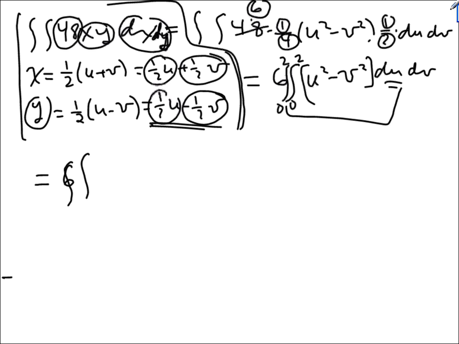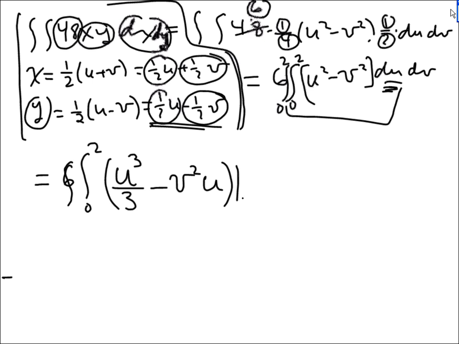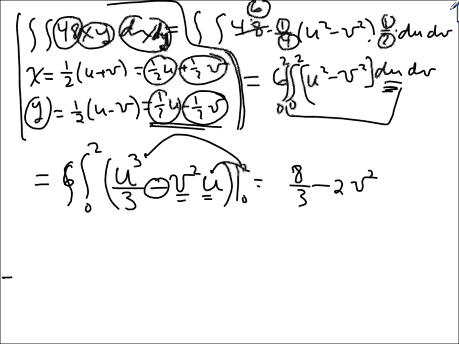First, we're going to do the first integral, which is with respect to u. The integral of u squared is u cubed over 3, and the integral of v squared du will just be v squared u. And u goes from 0 to 2. You plug 2 in, you get 8/3. You plug 2 in, you get v squared times 2, which is 2v squared.